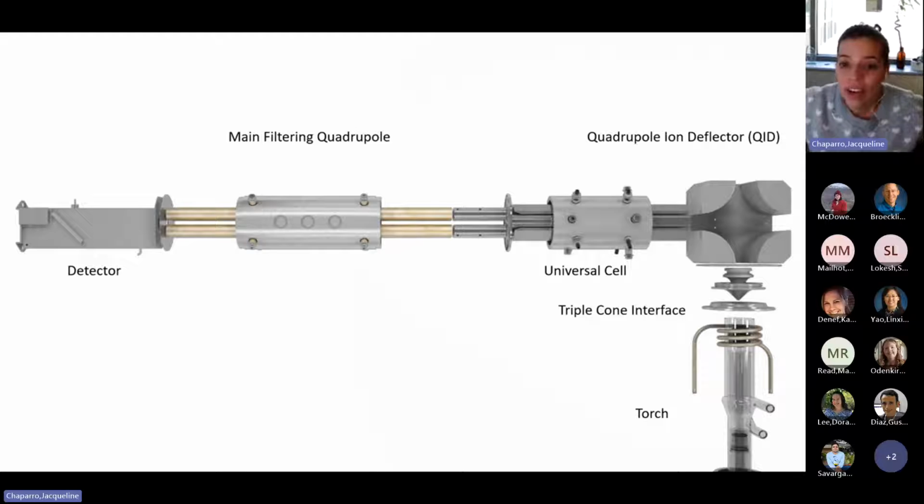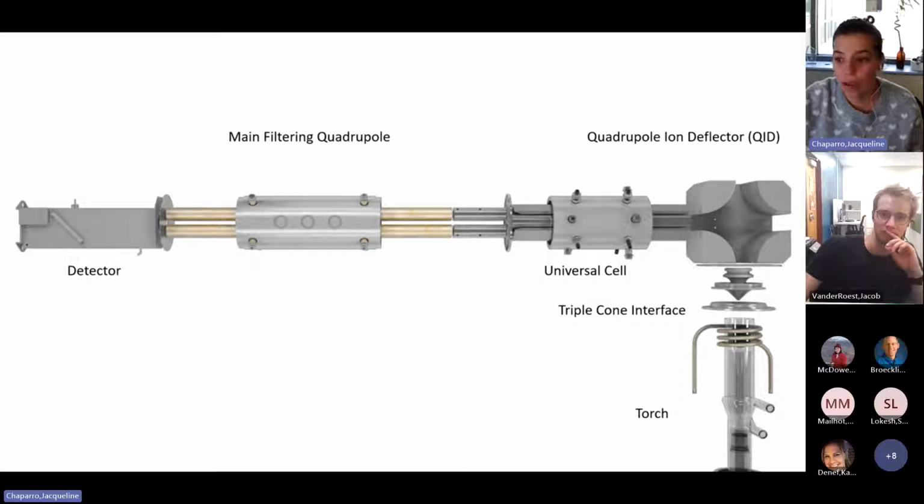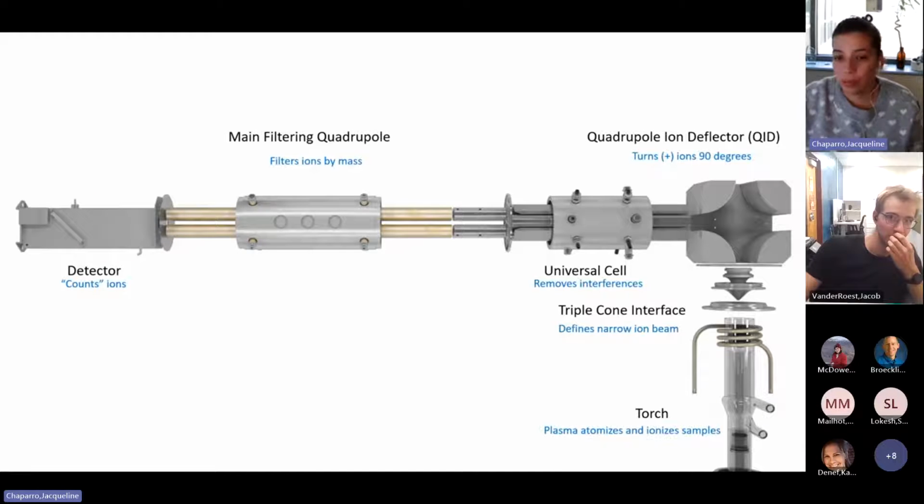So here we have various different components. We start with the torch, which is where the plasma is, then a triple cone interface, the quadrupole ion deflector, the universal cell, the main mass filtering quadrupole, and a detector. And I could talk about what those things do a little bit more briefly.